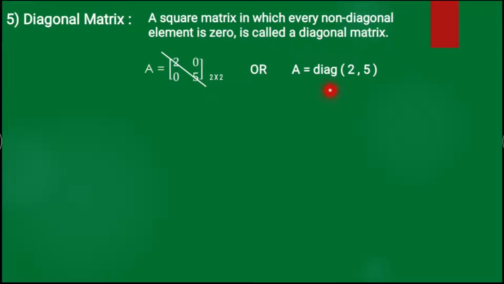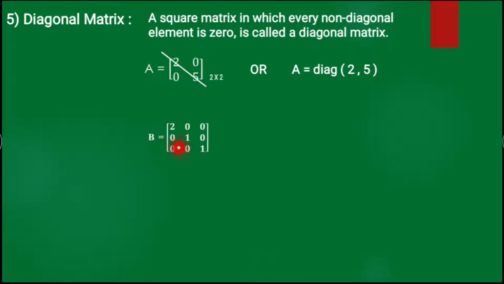A equals diagonal of, in brackets, if the given matrix is of order 2 by 2, then we write the elements of diagonal in open bracket with comma. So here the elements of this matrix A, the diagonal elements, are 2, 5. So we write here A equals diagonal of 2, 5.